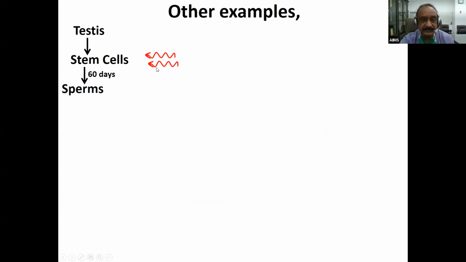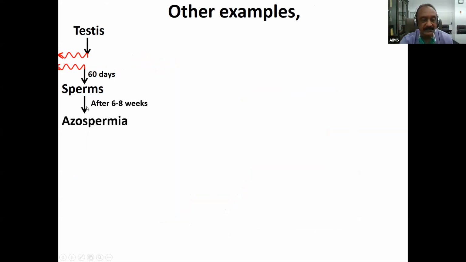So if testis is exposed to radiation, it will kill the stem cell, but you will not observe azoospermia up to 6 to 8 weeks time, because already produced cells will continuously keep on supplying sperm. So only azoospermia will be observed after 6 to 8 weeks. But if you look at the tolerance of the testis, it is very, very sensitive, just 6 to 8 gray for permanent sterility in 2 gray per fraction.